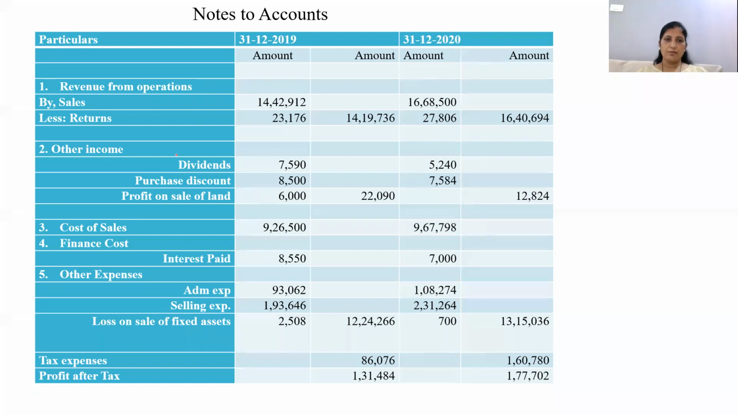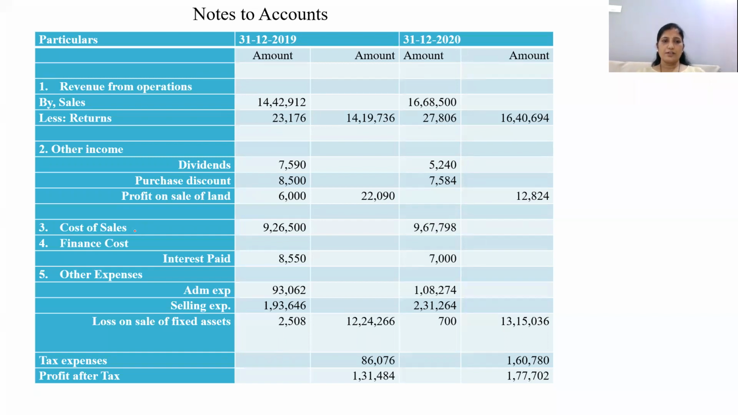In other income, you have dividend, purchase discount, and profit on sale of land. Dividend 7,590, purchase discount 8,500, profit on sale of land is 6,000. Here you have dividend 5,240, purchase discount 7,584, and there is no profit on sale of land. You'll get 12,824.